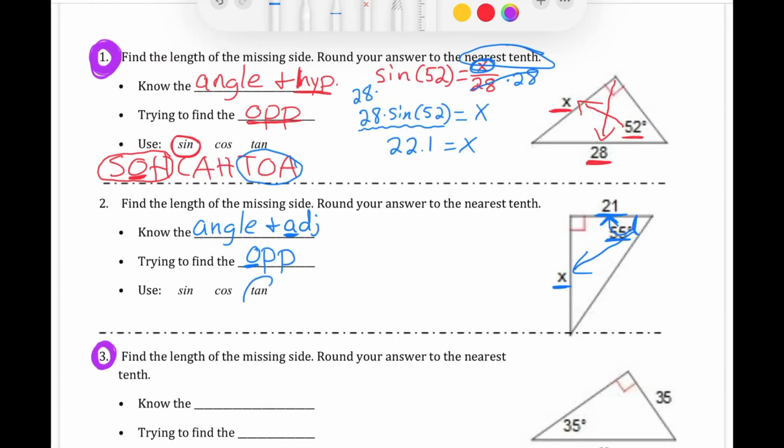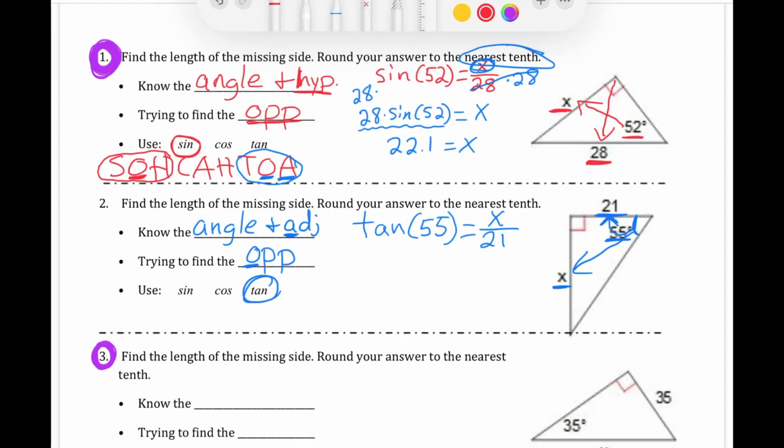TOA part, tangent part. So we're going to have tangent of our angle that was given, which was 55, equals, well, O comes first, so our opposite is x, over our A, which is 21. And we solve it just like number 1. We get x by itself.